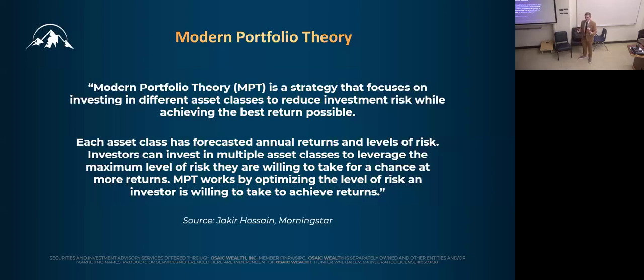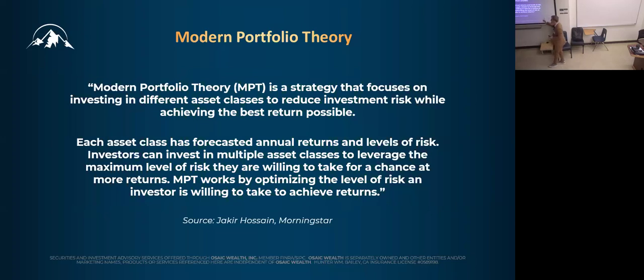All of the stuff that we're going to talk about today, well, most of it, is based on something called modern portfolio theory. I've said the phrase a couple times, but I haven't really bothered to explain it until now. Modern portfolio theory is a strategy that focuses on investing in different asset classes to reduce investment risk while achieving the best return possible. So the idea is that you're trying to reduce your risk as much as you can while still getting good returns. So we don't want to reduce risk so much that our returns fall away, but we also don't want to increase returns so that the risk is just absolutely ridiculous. We want to be efficient with our returns.